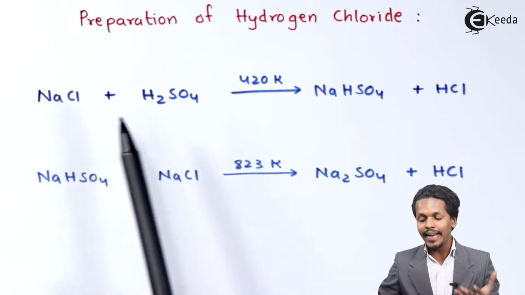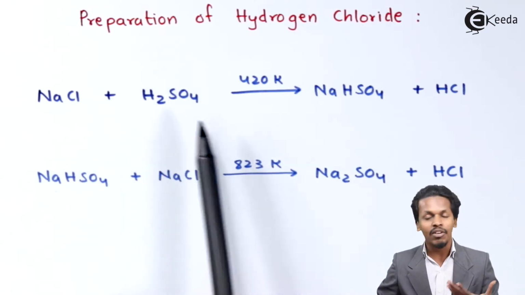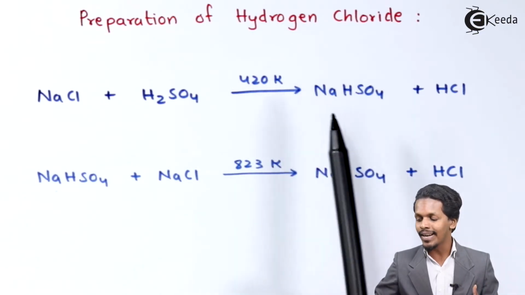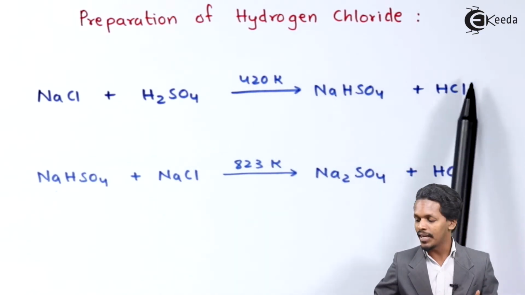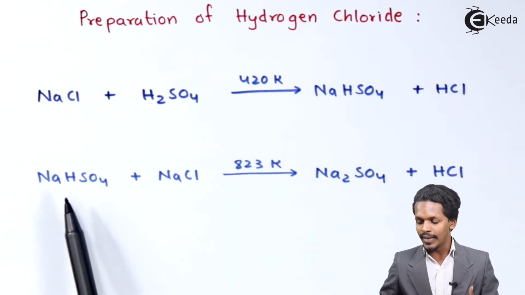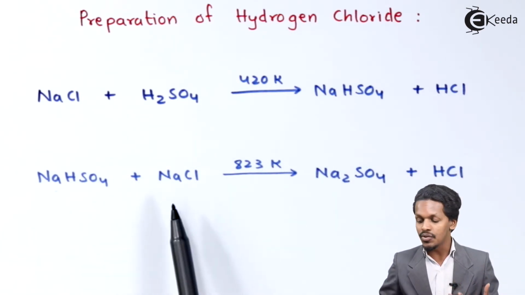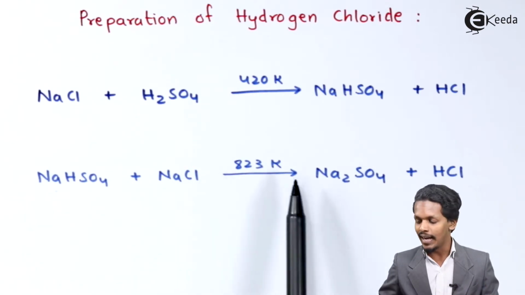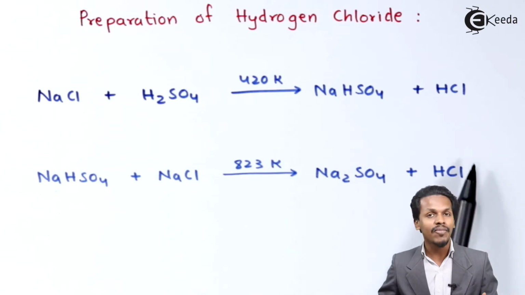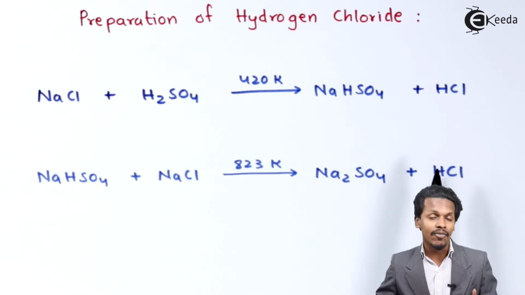Whenever NaCl is treated with H2SO4, that is sulfuric acid, at a temperature of 420 Kelvin, the product we get is sodium hydrogen sulfate, NaHSO4, along with HCl. But this NaHSO4, sodium hydrogen sulfate, on further reaction with NaCl at a temperature of 823 Kelvin, gives sodium sulfate along with again 1 mole of HCl.